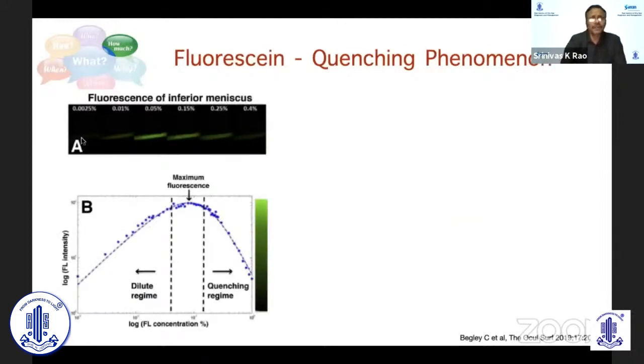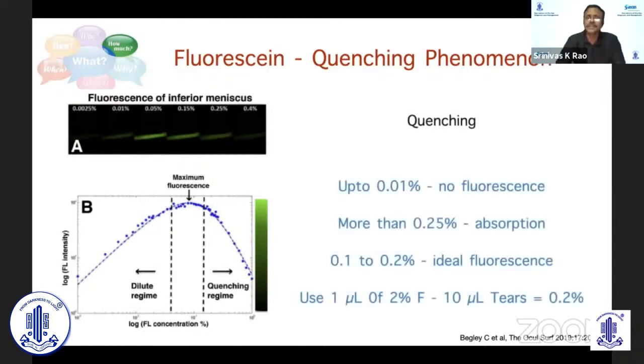So if we look at fluorescein, if you have very little fluorescein in the tear film, you don't get adequate fluorescence. As the concentration increases, so does the fluorescence. But paradoxically, when you exceed a certain concentration, the fluorescence again decreases, and this is the phenomenon of quenching. So the sweet spot for maximum fluorescence is this mid-range, neither too little nor too much. And that sweet spot is 0.1 to 0.2% for ideal fluorescence. And that is why you want to use a small amount of 1 microliter of 2% fluorescein. The tears contain about 10 microliters, so the dilution would give you the ideal concentration of 0.2%.